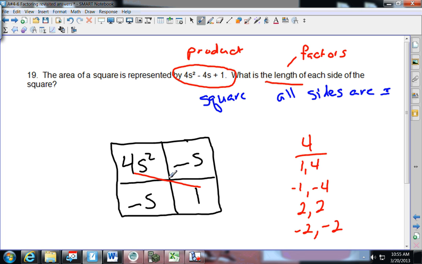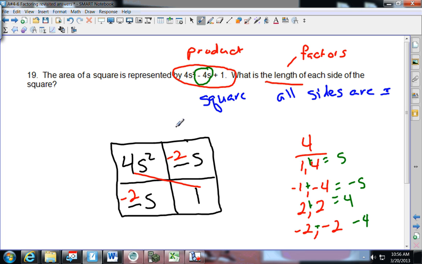Now, once I find the factors, what am I supposed to be doing next? Seeing which ones add up together to give me this middle number right here. I need them to add up together to give me negative 4. If I add these together, it gives me 5. Add these two together, it gives me negative 5. Positive 4. Here it is, negative 4. So I'm going to put in there negative 2 and negative 2.